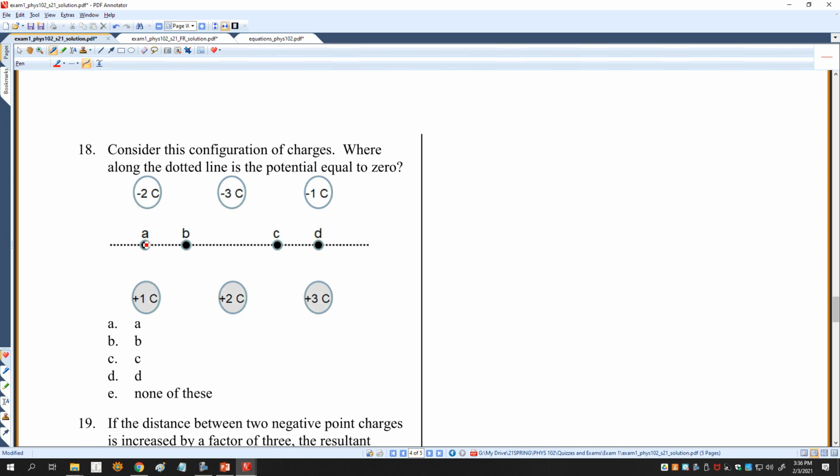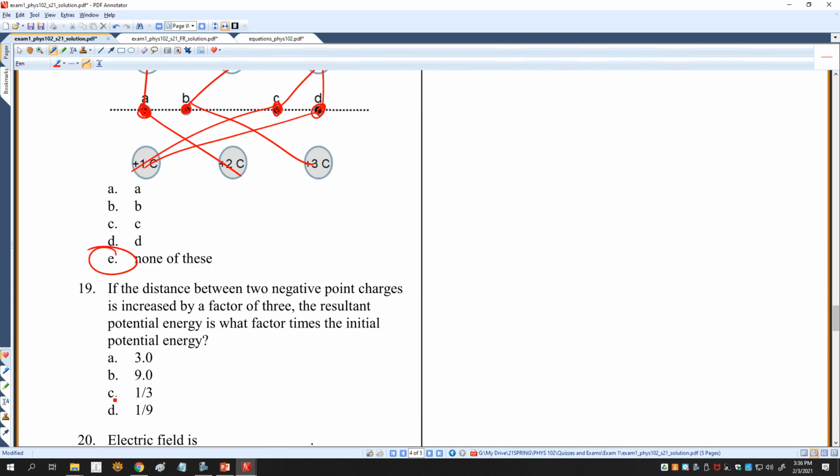Where's the potential 0? So I'm looking for places where the charges are equidistant to one another. That doesn't work. C, that doesn't work. D, that doesn't work. See, none of those really work. I just picked random pairs of charges, so E is the right answer.